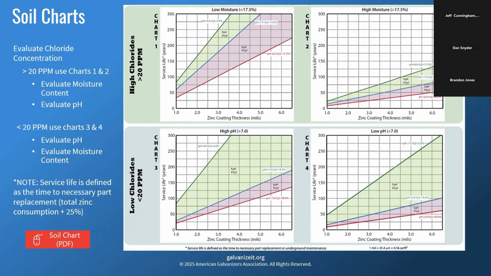Anything in the green is more favorable. Anything in the red is less favorable, obviously. Good rule of thumb is always 4 mils of zinc is a good estimate. And then when you know your chloride level and pH level and moisture content of your soil, you can figure out what chart you're working on. So let's say we have a low chloride and a high pH, we'd be on chart number 3. So once again, with 4 mils, we're looking at over 60, 70 years in a less favorable situation. So once again, this is a great thing to have, another resource in your back pocket when dealing with galvanized steel within soil.